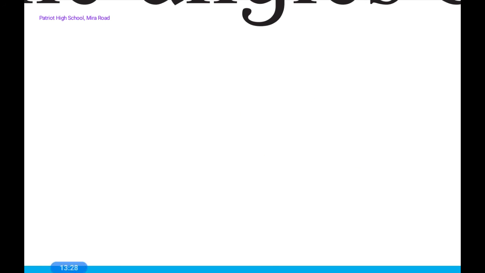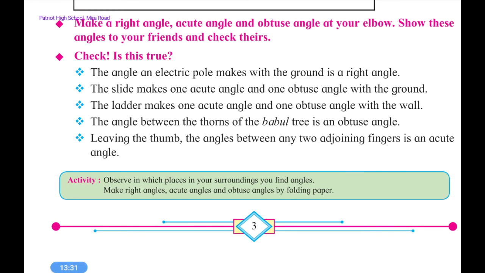So let us check the fifth statement. Leaving the thumb, only the thumb can make an obtuse angle or a right angle. But any other two adjoining fingers, they cannot make a right angle or an obtuse angle. They will make only an acute angle. So this statement is true. Fifth statement, leaving the thumb, the angles between any two adjoining fingers is an acute angle.